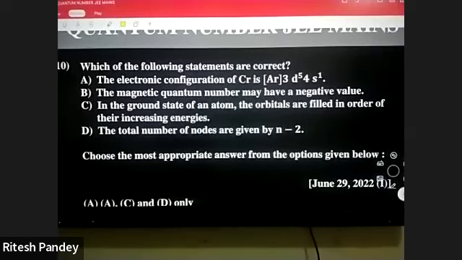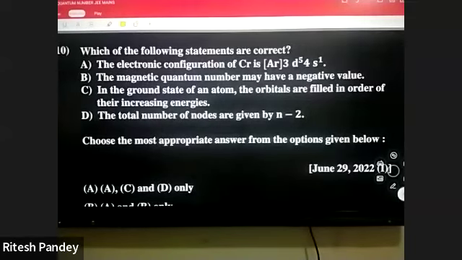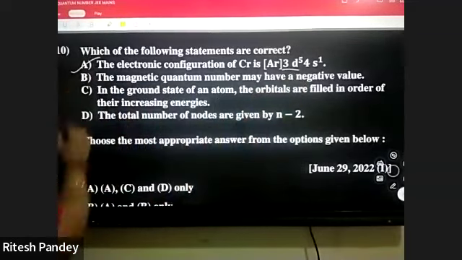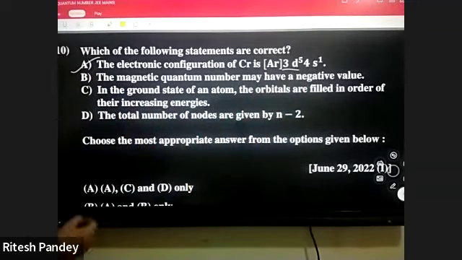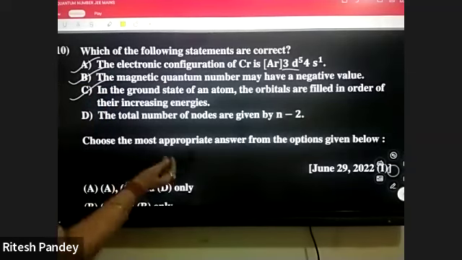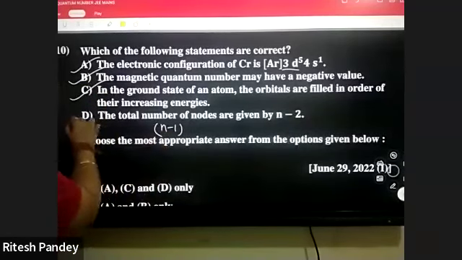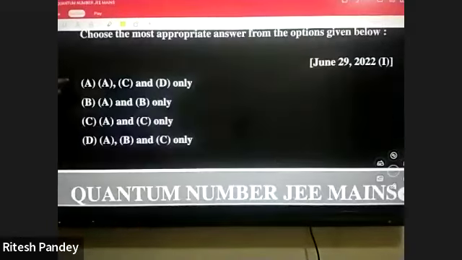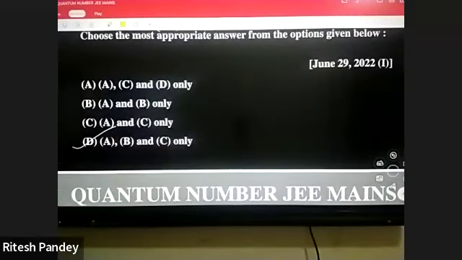Option D, A, B, and C. So you find A, B, and C correct. The electronic configuration of chromium is d5 s1. Half filled is certainly right. The magnetic quantum number may have a negative value. Naturally, it's minus L to plus L. In the ground state of an atom, the orbitals are filled in order of decreasing energy. That's also perfectly all right. The total number of nodes is given by n minus 1. n minus 2 is the wrong value, so this is wrong. A, B, and C look right, and A, B, and C right would be option D is correct.